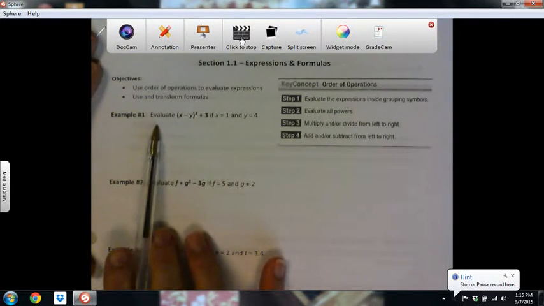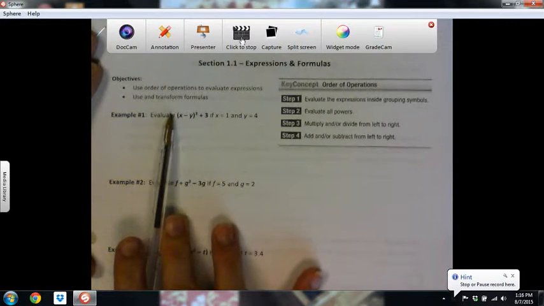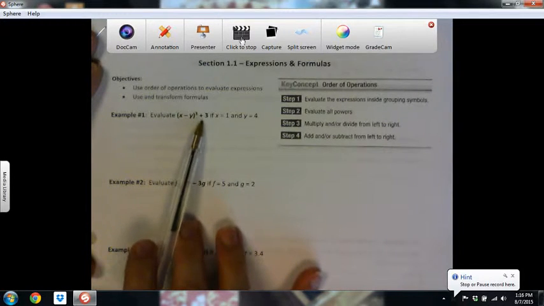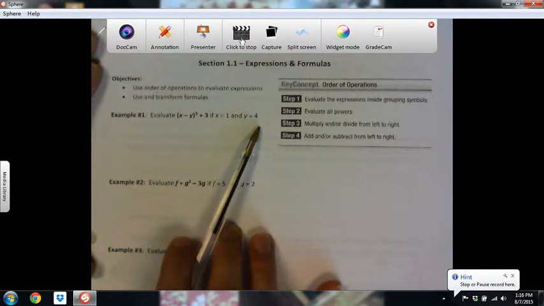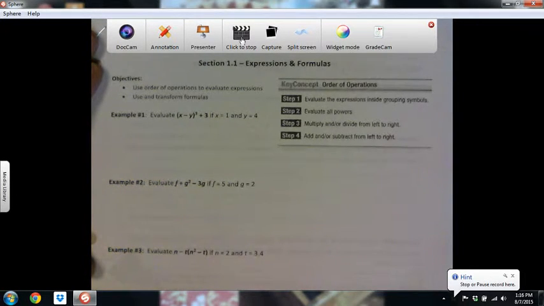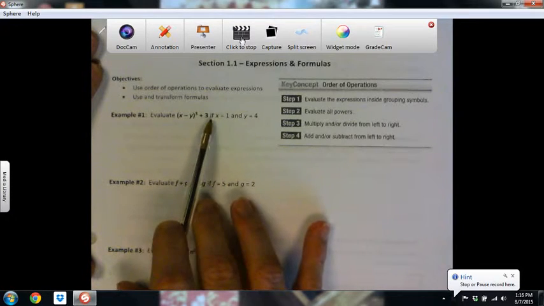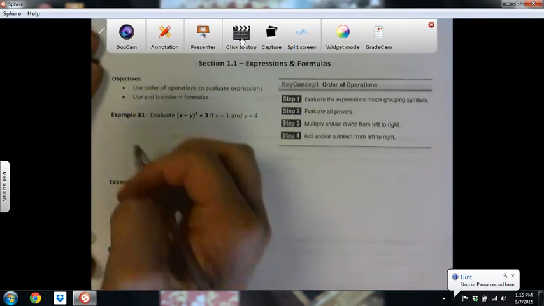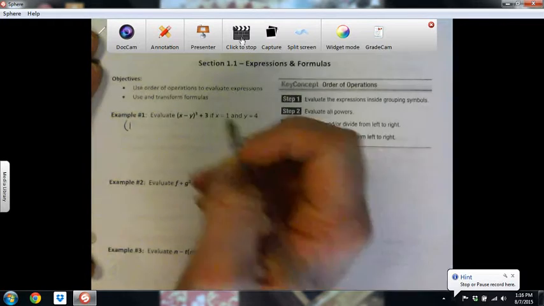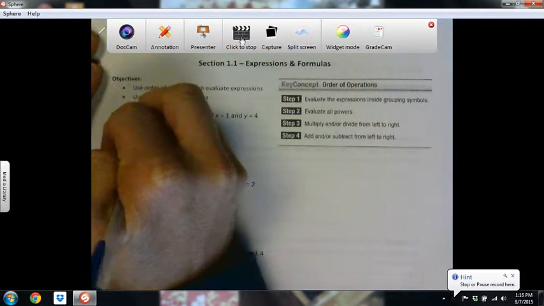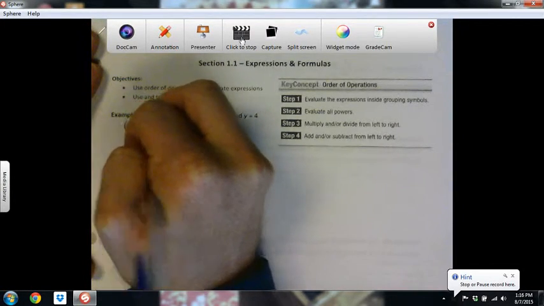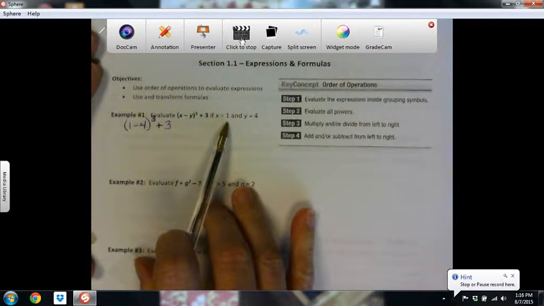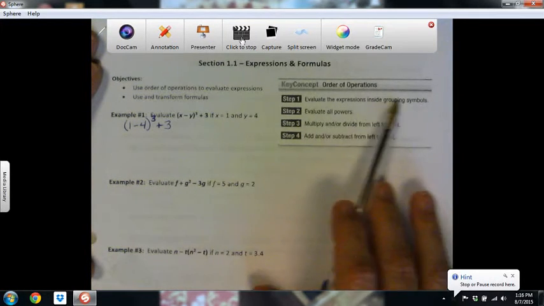It asks us to evaluate (x minus y) to the third power, plus 3, and then it tells us that x is 1 and y is 4. So in this case, the very first thing I should do is replace 1 everywhere I see x and 4 everywhere I see y. So I'll say (1 minus 4) to the third power, plus 3. And once I've replaced each of the variables with the value they told me it should be, then I'm going to use my order of operations.